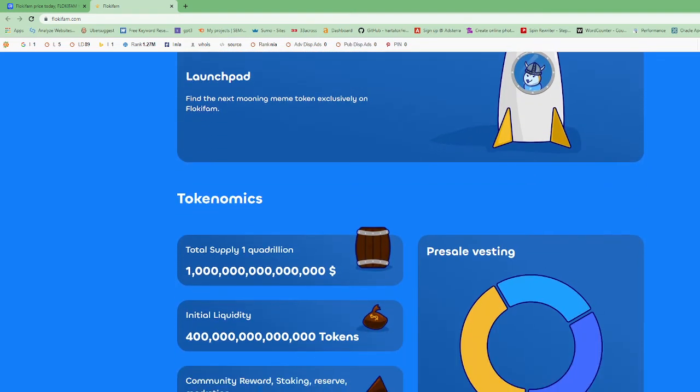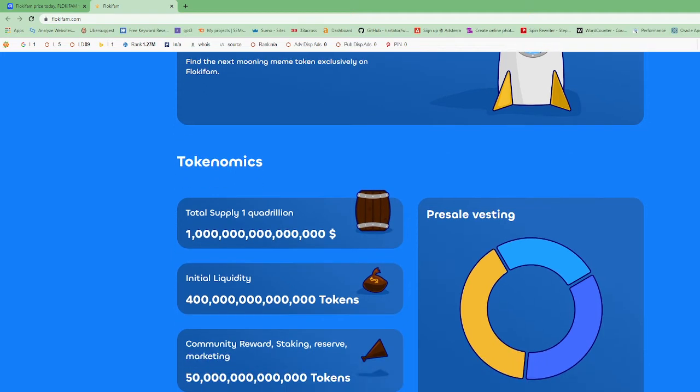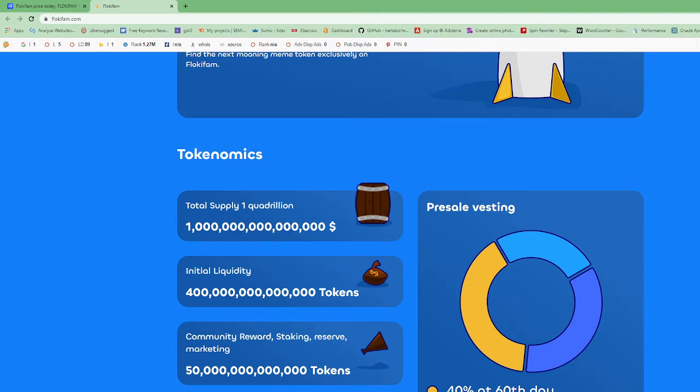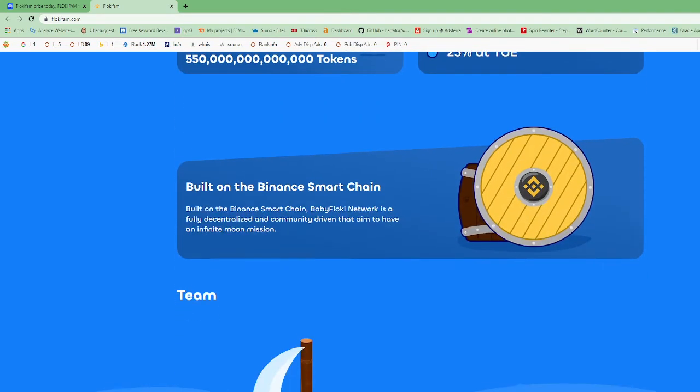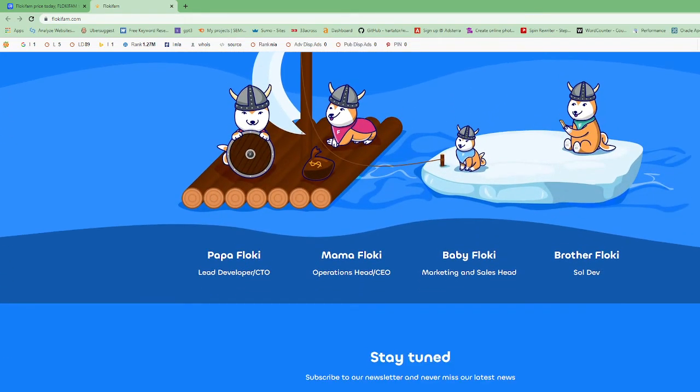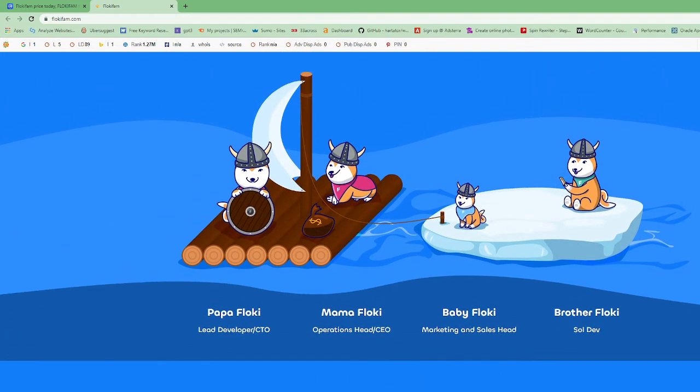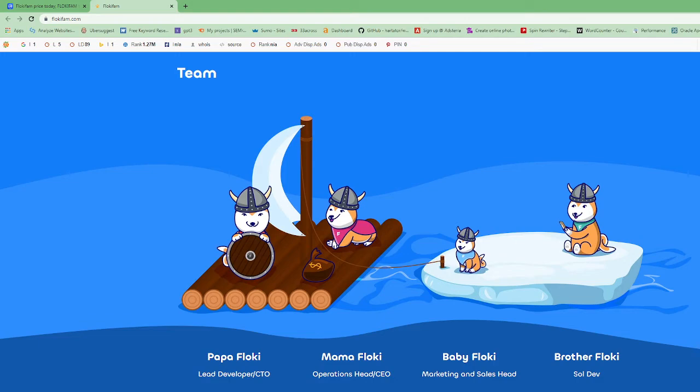All right, so here it's saying tokenomics. 1 quadrillion tokens were created. Liquidity is 400 trillion. I guess that's 400 trillion tokens were put into liquidity. Sorry guys, it says community reward, staking reserve, marketing 50 trillion, pre-sale 550 trillion. Okay, so pre-sale vesting 40% at 60th birthday, 35% at 30th birthday, and it's built on the Smart Chain. And this is the team, but these aren't their real names, so I guess they're staying hidden.